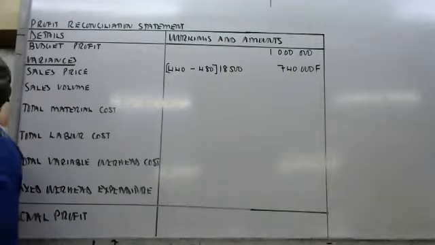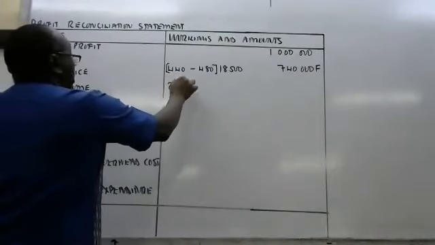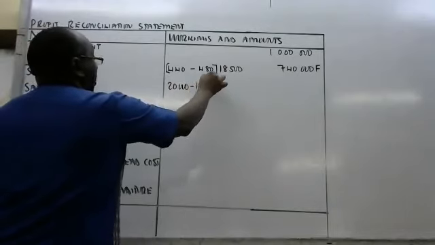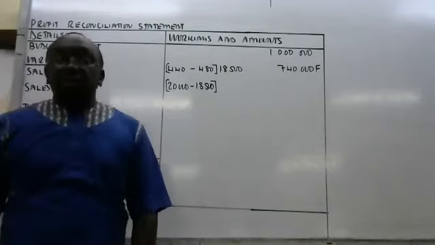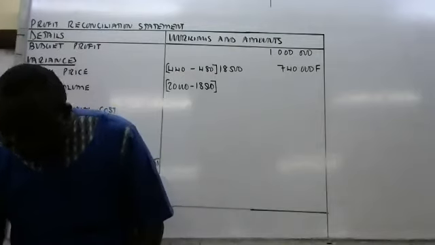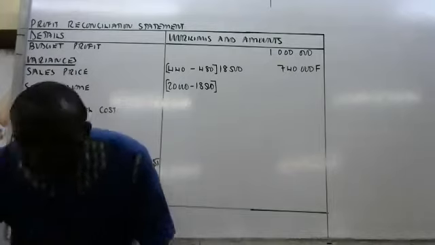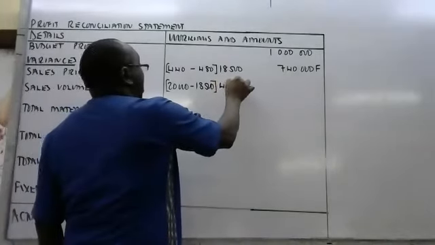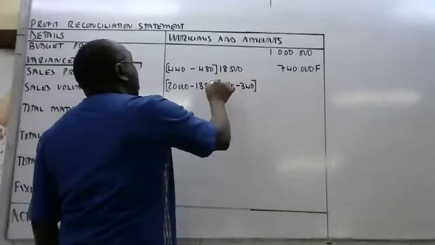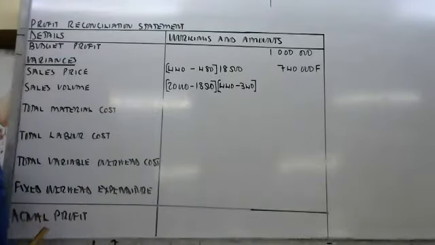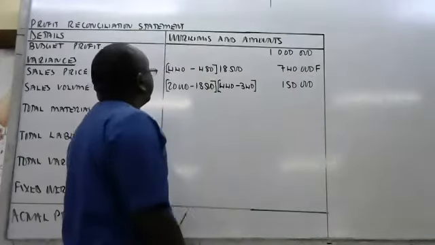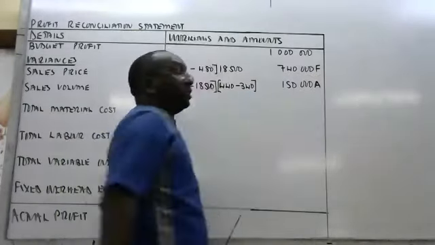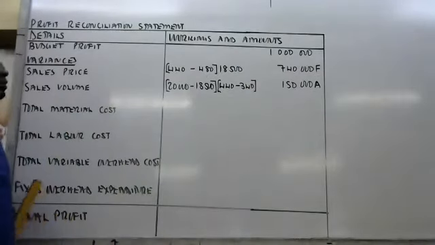Our sales volume is given as budget sales units, which were 20,000, minus actual sales units, which were 18,500, multiplied by standard contribution margin. The standard contribution margin, from the budget selling price of 440 minus 340, is exactly 110. So how much? 150,000. Now, is this 150,000 favorable or adverse? It's adverse because we sold fewer units.